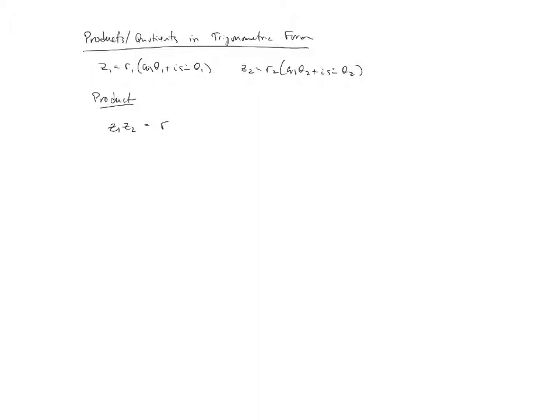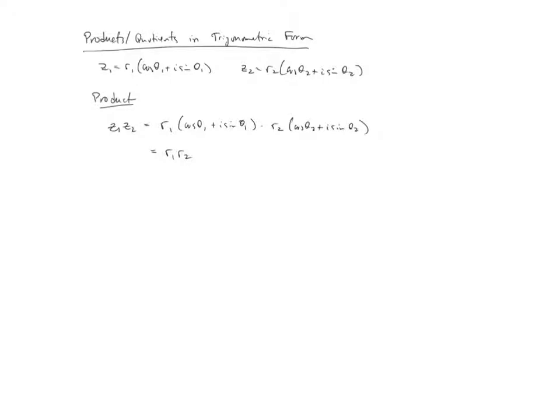So I'll just drop in Z1, that's R1 cosine theta 1 plus i sine theta 1, times R2 cosine theta 2 plus i sine theta 2. And we're just multiplying. That's all we're going to do. So R1 times R2, I'll go ahead and put those over to the side.